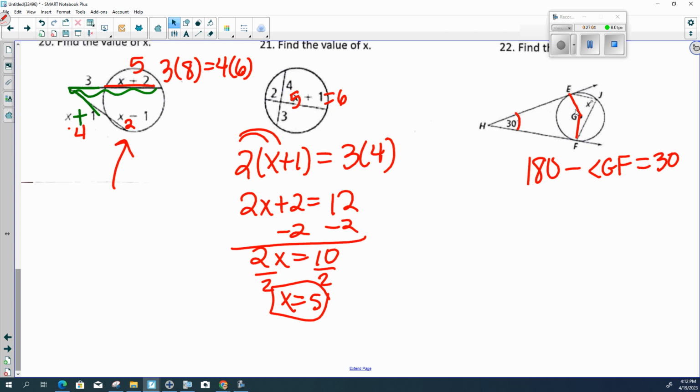Oops, I did something weird there. Okay, so let's do minus 180. I'm sure there's another way to find this, but I'm doing this kind of on the spot. And this is what my brain is coming up with.